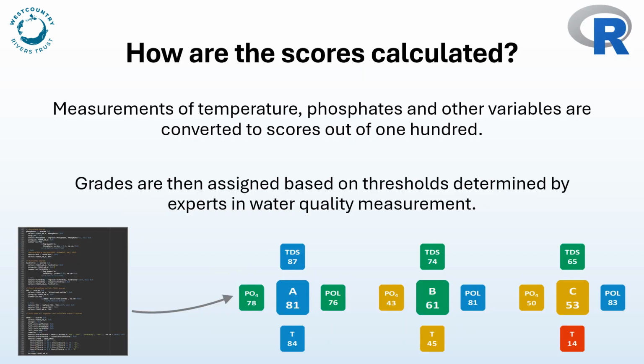Scores are then calculated using a process developed by experts in water quality measurement at the National Rivers Trust. So we take measurements of temperature, phosphates, and other variables, and these are then converted to scores out of 100, and grades are assigned to them based on thresholds determined by those experts.